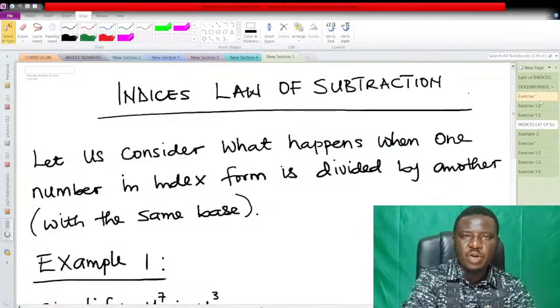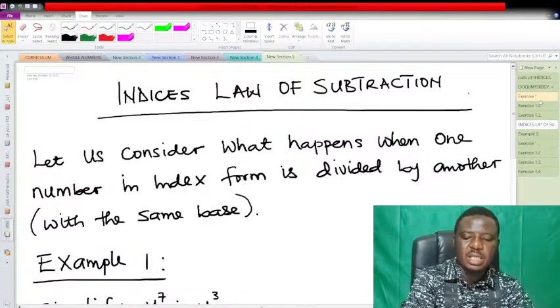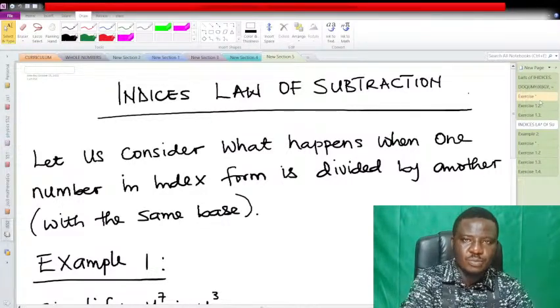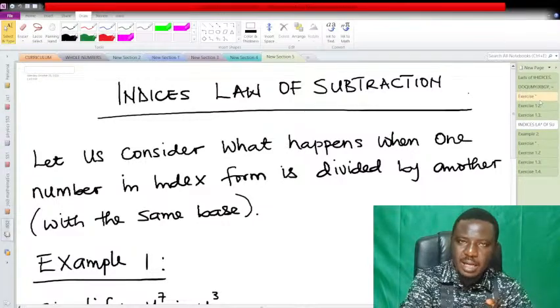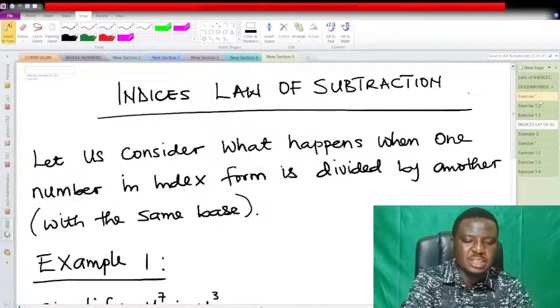Okay, once again, you are welcome to our online classes. In today's class, we are looking at laws of indices. We shall be taking the second law, which is the indices law of subtraction. Just like I said, at the last class, we looked at the indices law of addition, which says that when you are multiplying two index numbers and their bases are equal, the law says you add their powers. We have been able to solve examples as well as exercises on that. And there was a take-home exercise, and all have been done. So today we shall be looking at the indices law of subtraction.